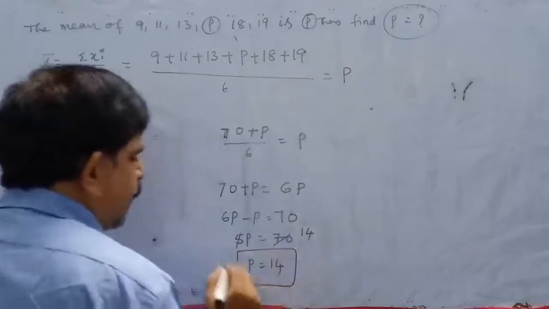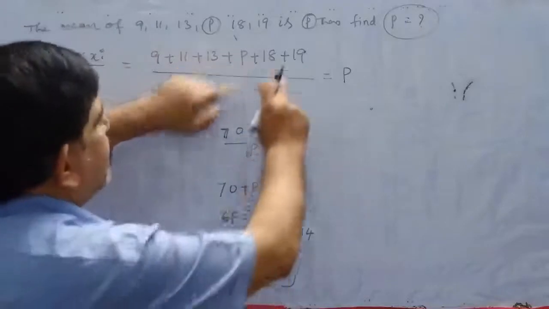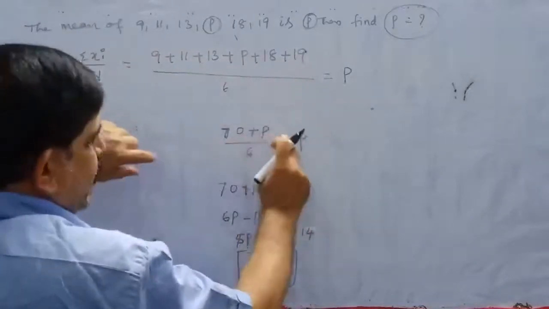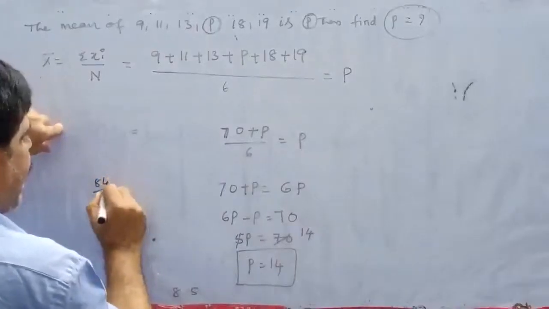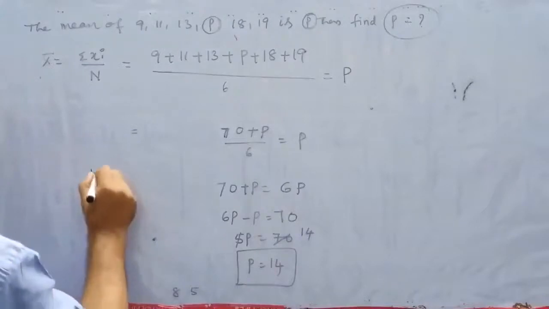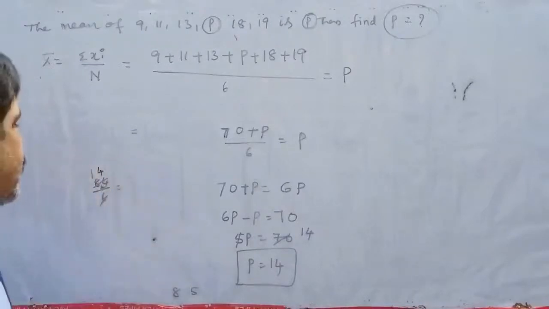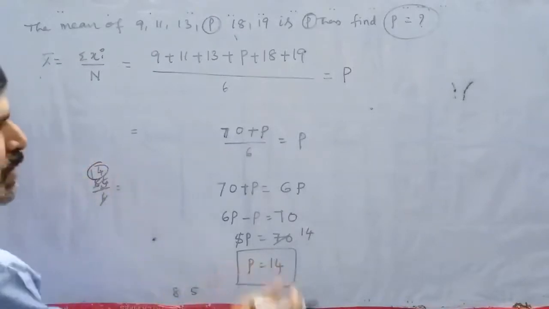Okay, you verify this one. Instead of p, you write 14. See, 70 plus 14 is 84. 84 by 6 is equal to 14, since 6 times 14 is 84. Okay, p is equal to 14.